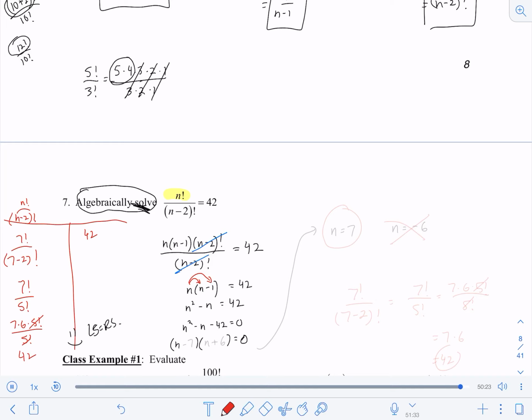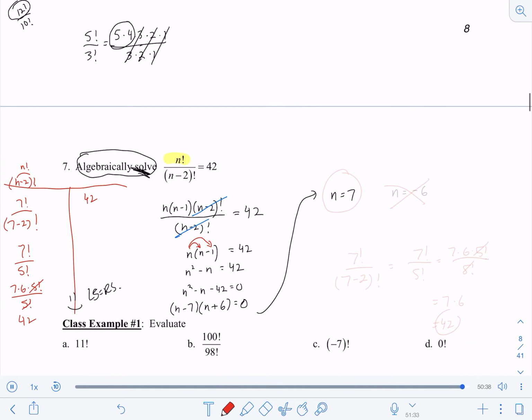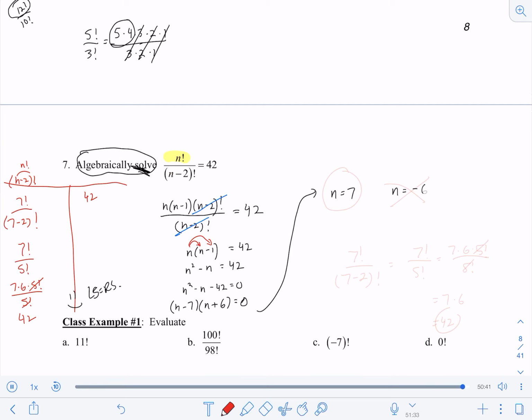So I'm thinking about 7 and 6, and I'll put the negative with the 7 and the positive with the 6 to make sure that the product is negative and that the sum is also negative. And so that means that I've got two answers to this, either n equals 7 or n equals negative 6. One of these is extraneous because we're only using natural numbers for this. We're only using positive integers for this. So this is the only solution.